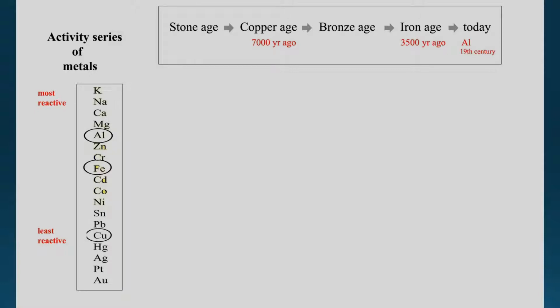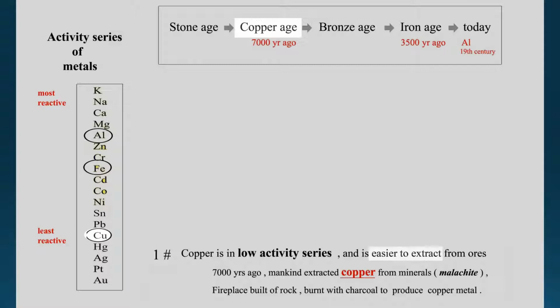I highlight copper, iron, and aluminium as a typical example. Copper has a lower activity series, and it is easier to extract from the ore. So 7,000 years ago, mankind could extract copper from a mineral called malachite because it is easier to extract.